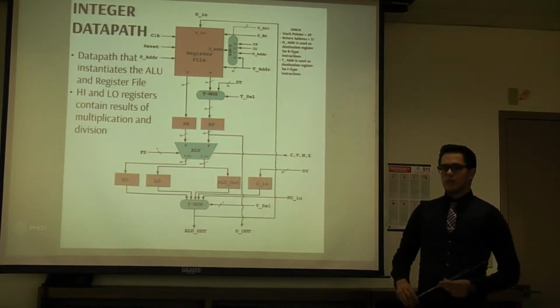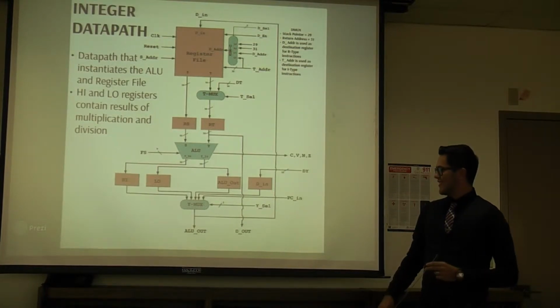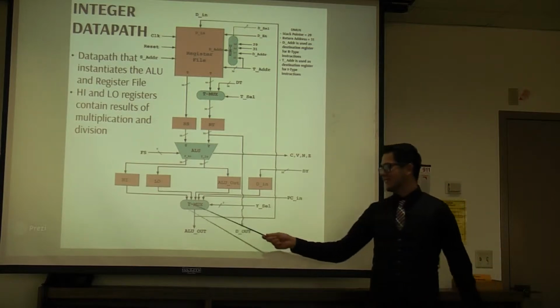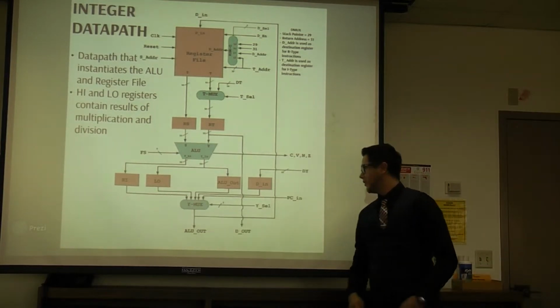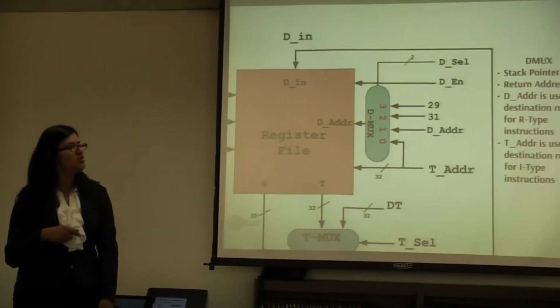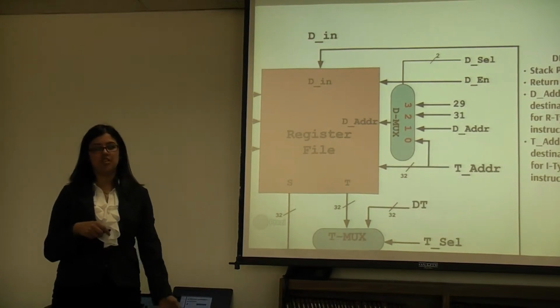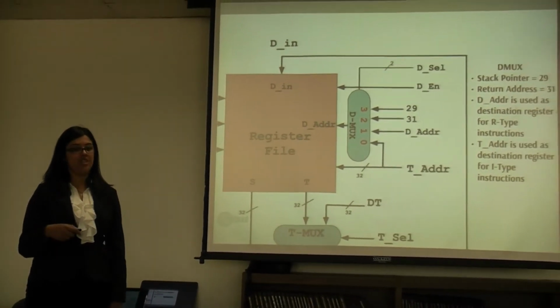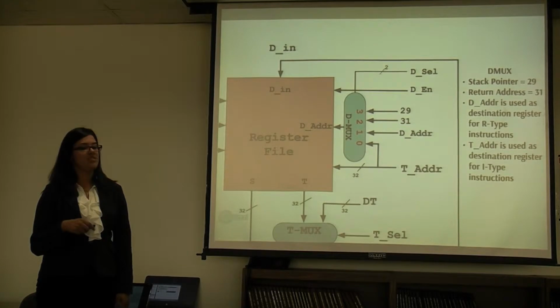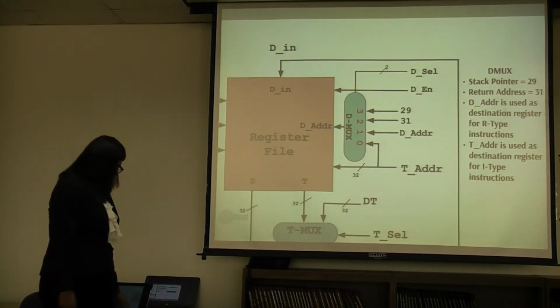And for division, our quotient and our remainder have to be stored individually into the high and low. Our demux is used to actually select which one of the registers we're going to write to. So if we use T address, that's usually used for an I type instruction or for a J type instruction. Our D address is actually used for an R type instruction, so add, subtract. Register 31 is for our return address, and register 29 is used as a stack pointer, usually for interrupts.